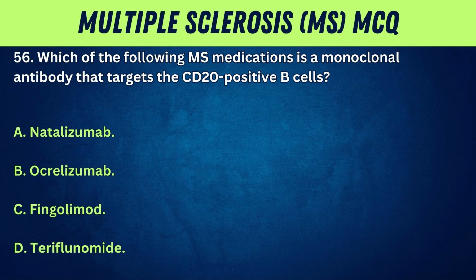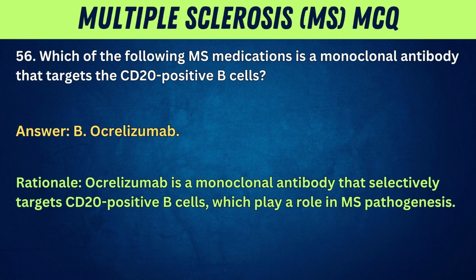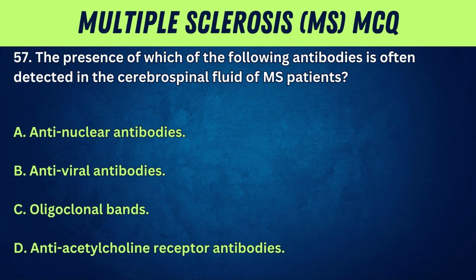56. Which of the following MS medications is a monoclonal antibody that targets the CD20 positive B cells? A. Natalizumab. B. Ocrelizumab. C. Fingolimod. D. Teriflunomide. Answer: B. Ocrelizumab. Rationale: ocrelizumab is a monoclonal antibody that selectively targets CD20 positive B cells, which play a role in MS pathogenesis. 57. The presence of which of the following antibodies is often detected in the cerebrospinal fluid of MS patients?